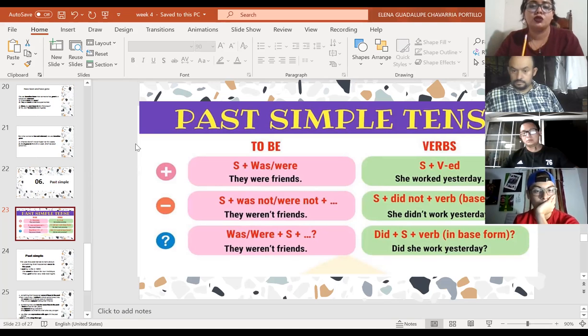Entonces, sí, se cambia la estructura. Ahí sí tenemos que ponerlo al revés. That's a mistake. Okay, thanks, teacher. You're welcome. Thanks to you.